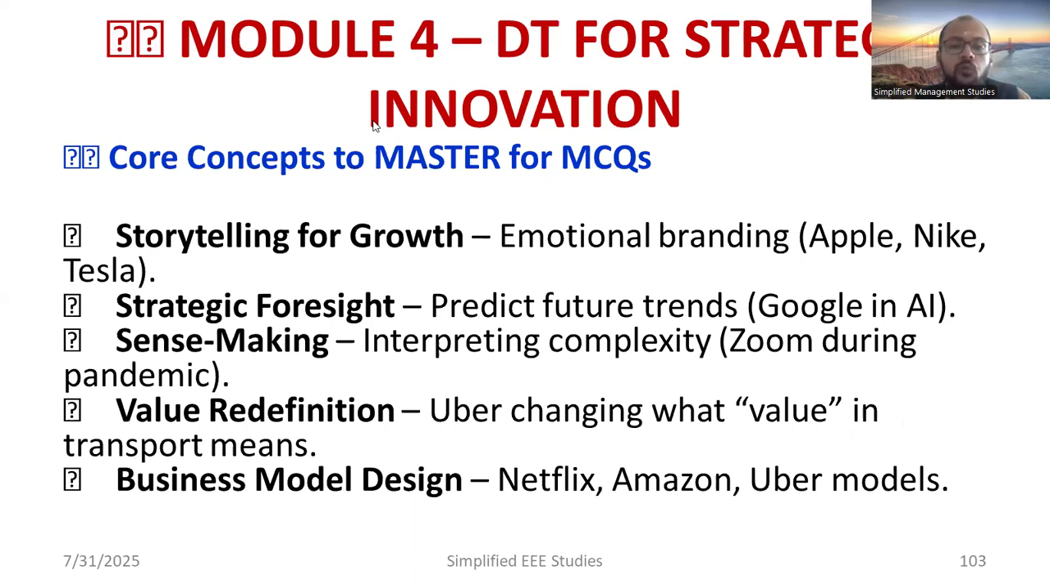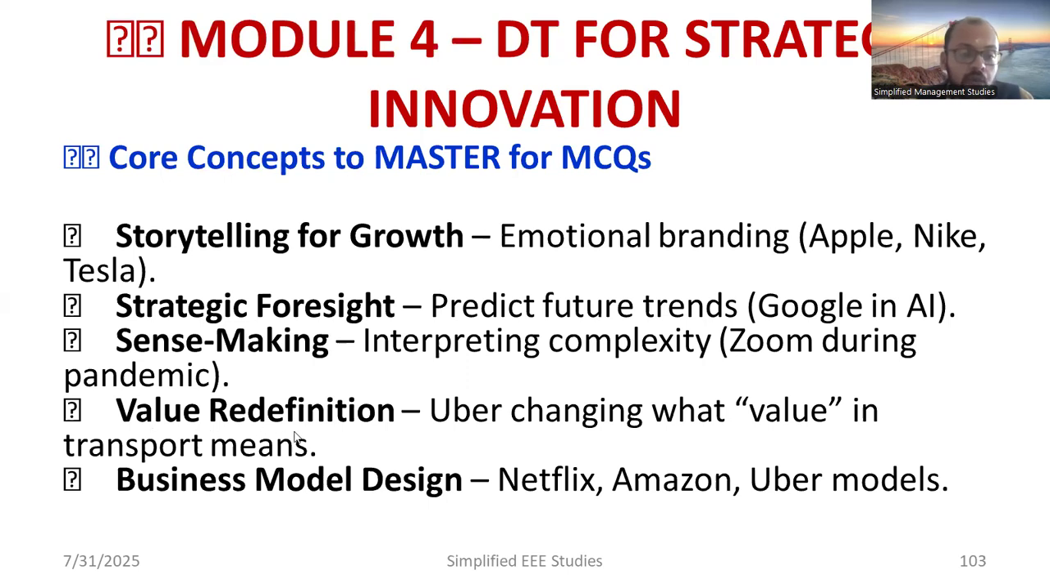Coming to module 4, design thinking for strategy and innovation. Most of the probable questions will be in the following domains: storytelling for growth, emotional branding, Apple, Nike, Tesla. Those companies use the storytelling approach. Then strategic foresight, predicting future trends, for example Google in AI, Gemini. Then sense making, interpreting complexity, for example Zoom during the pandemic.